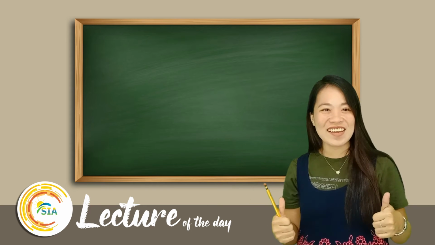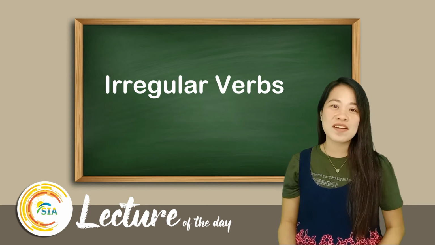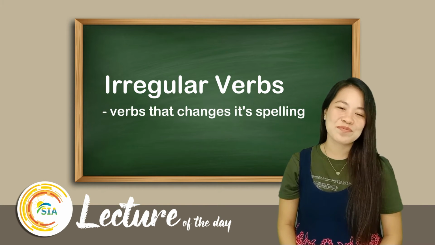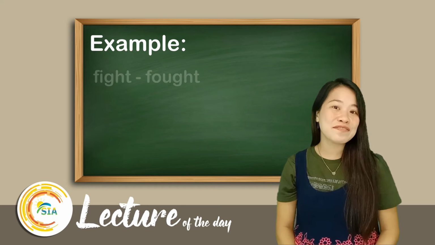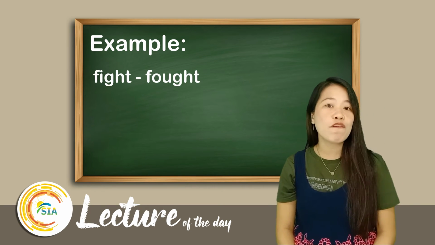Okay, I just hope you got it. Let's go to irregular verbs. When we say irregular verbs, these are words that change their spelling. For example, fight. So the simple past of fight is fought.